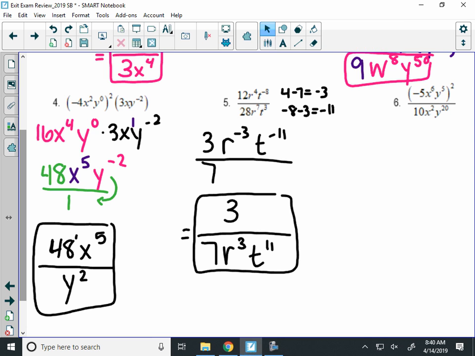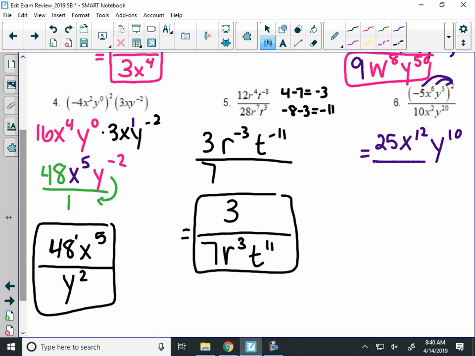All right, let's finish up here with number 6. First, I need to distribute the squared to every term in the numerator. I cannot subtract exponents for the fraction until I simplify the numerator. So what the numerator becomes is negative 5 squared is positive 25. X to the 6th squared, well, I multiply 6 and 2, which is x to the 12th, and then y to the 10th. And that's all going to go over the same denominator.